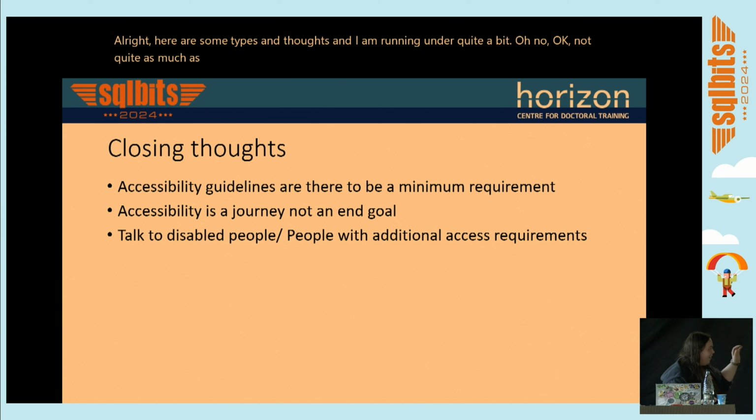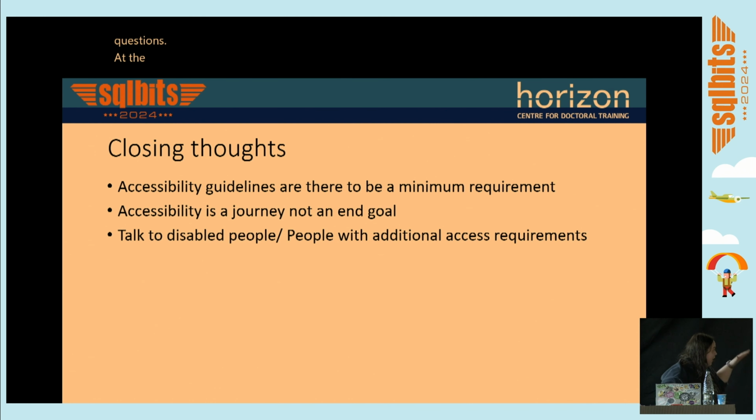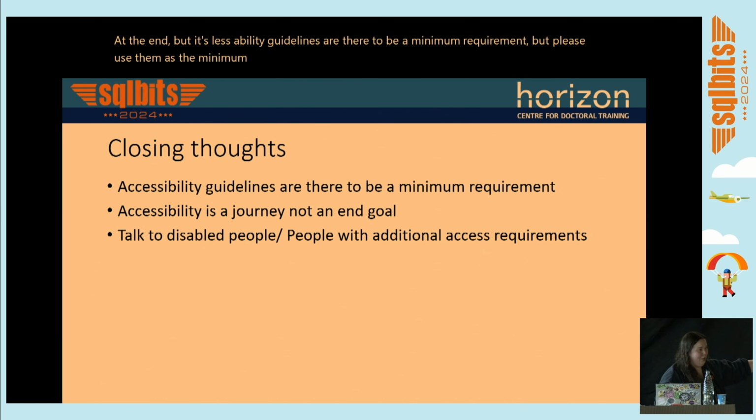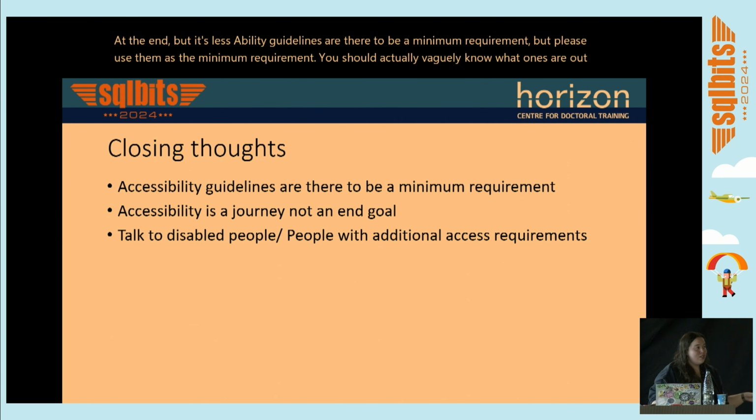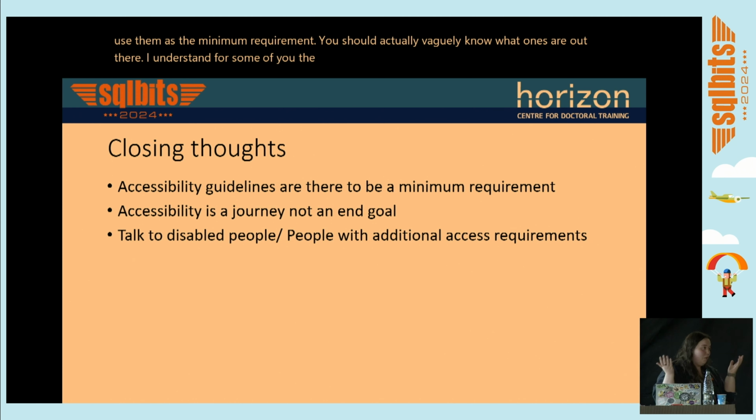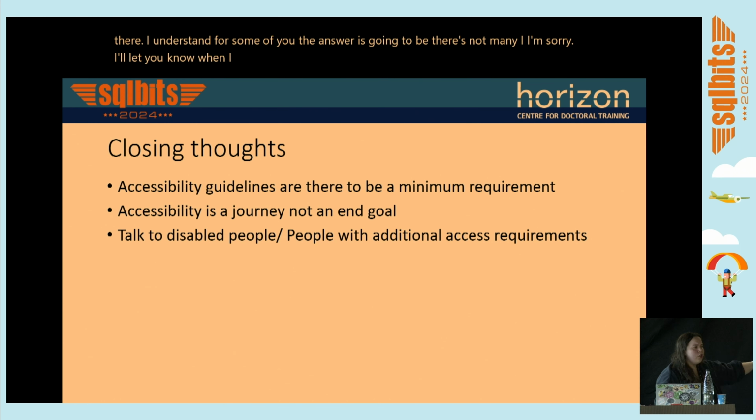So, some closing thoughts. There is going to be a lot of time for questions at the end. But accessibility guidelines are there to be a minimum requirement. Please use them as the minimum requirement. You should actually vaguely know what ones are out there. I understand for some of you the answer is going to be there's not many. I'm sorry. I'll let you know when I find some. Microsoft almost certainly have some somewhere, maybe. But I will go double check that.